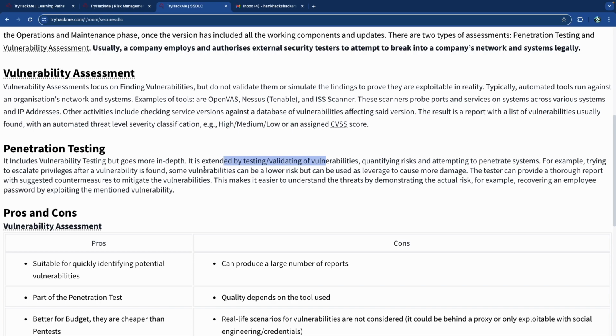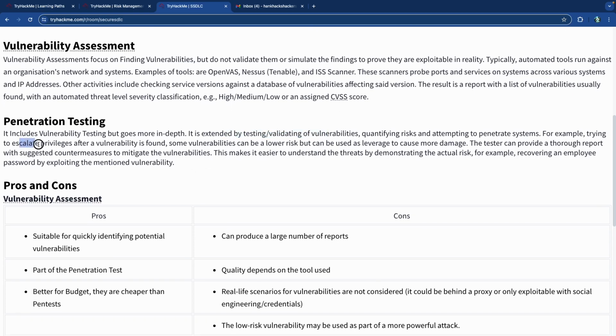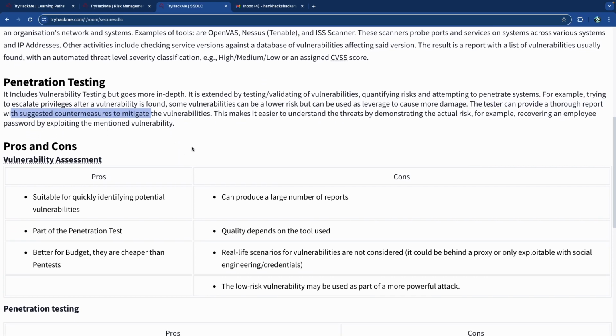And then once you have the vulnerabilities, you actually try to attack them and penetrate them. So trying to escalate privileges after a vulnerability is found. Some vulnerabilities can be lower risk and can be used as leverage to cause more damage. And the tester can provide a thorough report with suggested countermeasures to mitigate the vulnerabilities.